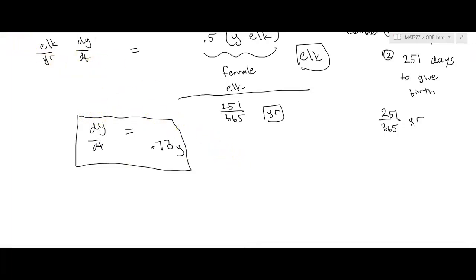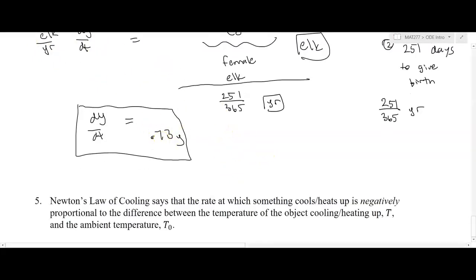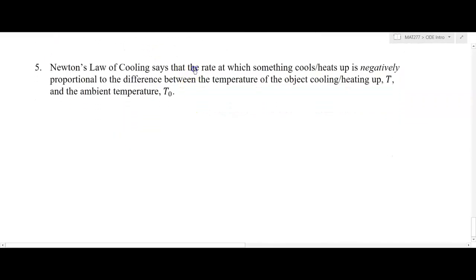So with other types of models, where we're not modeling population, we take a very similar approach. This last example is a non-population model, because of course we're not always modeling populations, but it's a famous one. It's called Newton's law of cooling. And Isaac Newton, among others, observed that the rate at which something cools or heats up is negatively proportional to the difference between the temperature of the object that is getting cooled or heated, T, and the ambient temperature, T naught. So let me draw you a little picture of what we've got going on here.